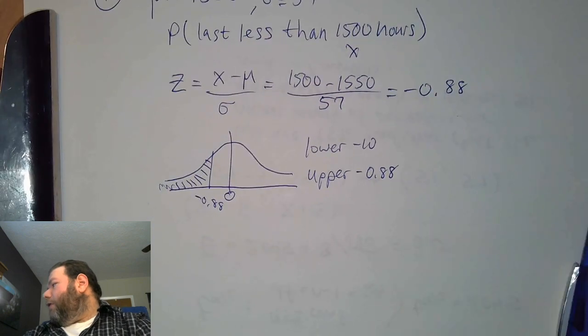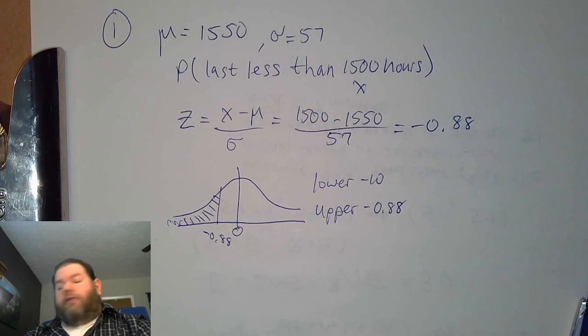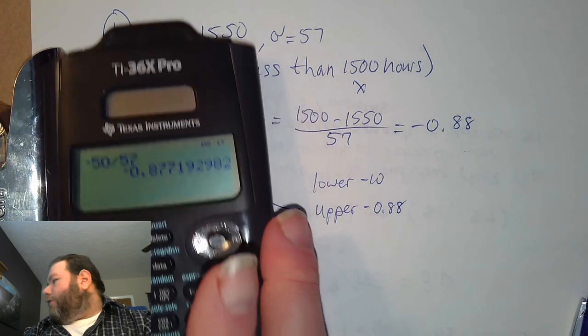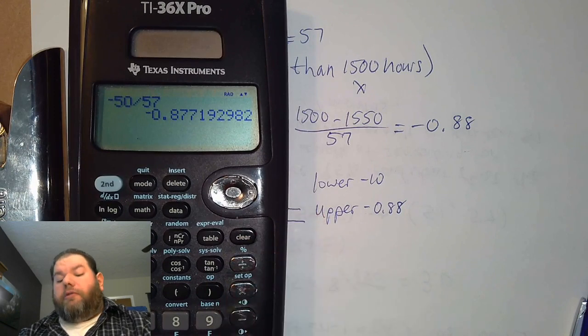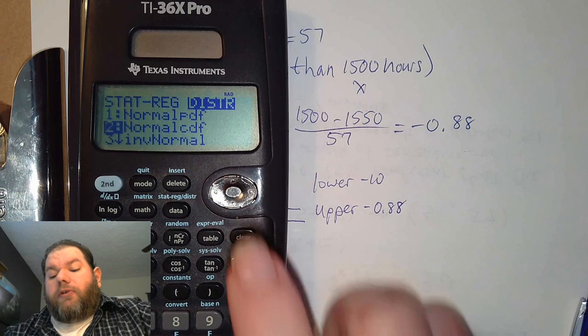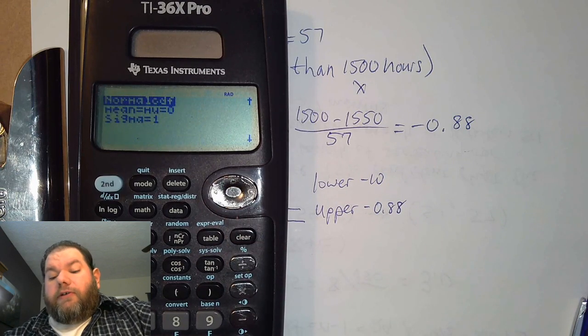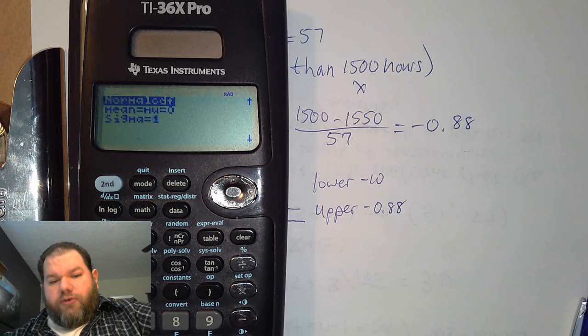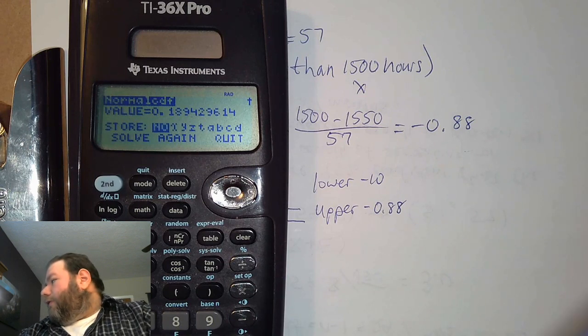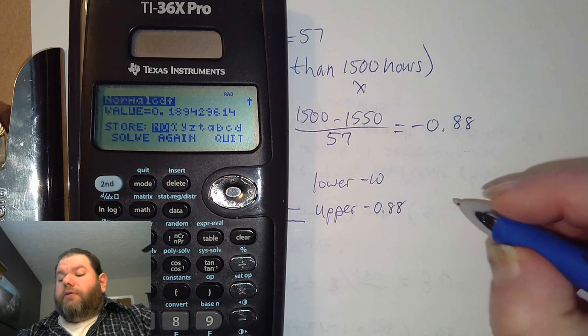Okay. And we'll just put those into our calculator and go from there. So on this calculator, we go second data, distribution, normal CDF, 0 and 1 for the mean and the standard deviation always. And then our lower bound is negative 10, upper is negative 0.88. Calculate. So it gives us a value of 0.1894.